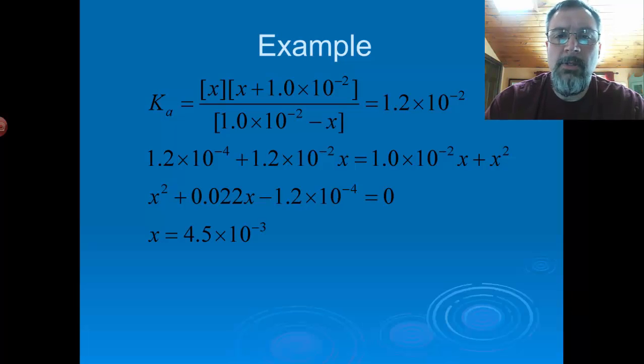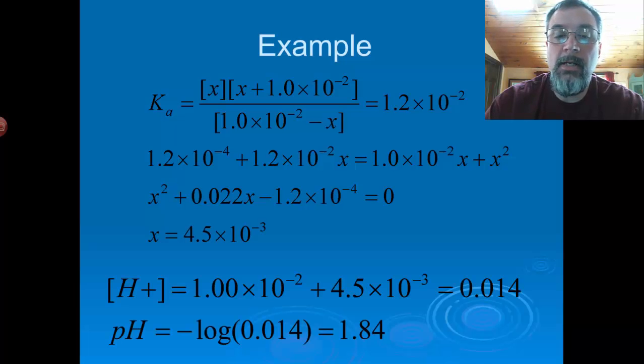I get X times X plus 1 times 10 to the minus 2 over 1 times 10 to the minus 2 minus X. We're going to assume that the amount of X that's being added is pretty small. But we can't necessarily make that approximation because 1.0 times 10 to the minus 2 is a small number to begin with. So I'm going to just solve using algebra, right? I'm going to come up with X is equal to 4.5 times 10 to the minus third. The H+ concentration is 1 times 10 to the minus 2 plus 4.5 times 10 to the minus 3, which is what we just calculated. X is the additional, which is 0.014. pH is the negative log of that, and that's 1.84.